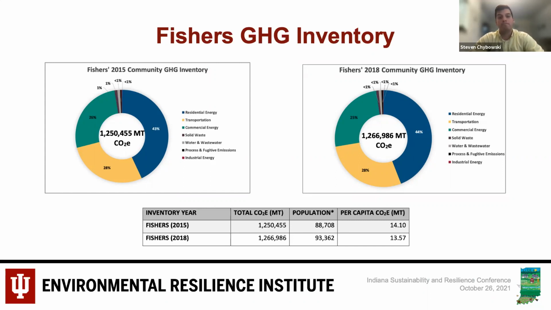bringing those online. And when you look at the breakdown of this inventory, you can see that the majority of the emissions are coming from residential energy. And if you know anything about Fishers, I think you'd understand that makes perfect sense. I mean, it's a suburban community just outside of Indianapolis. So there's a lot of single family homes, and it makes complete sense that the residential energy would account for the largest portion of their emissions in that community.